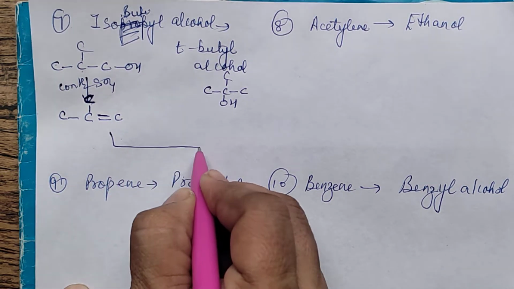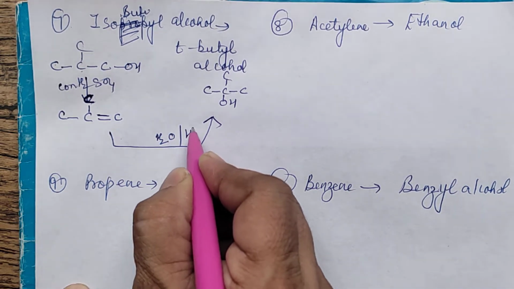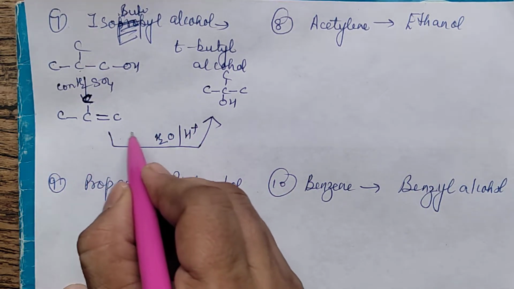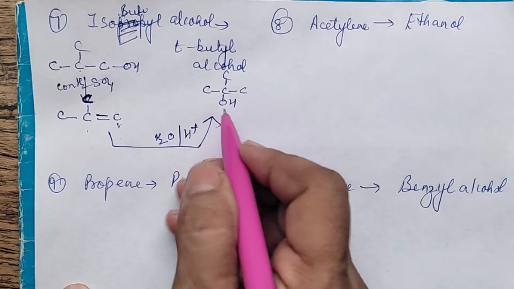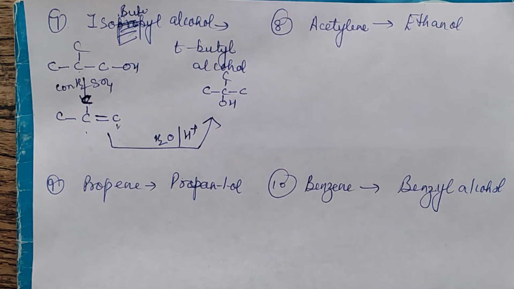And then from here it is just one step. You have to hydrate it in the acid medium. You want H here and OH here. That's what you were looking for. Remove water with sulfuric acid, add water.